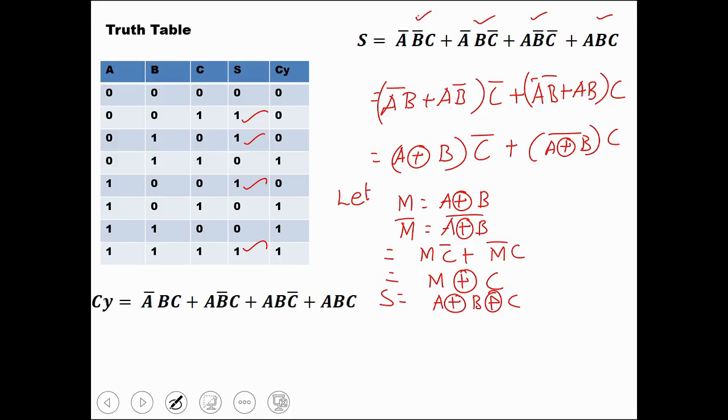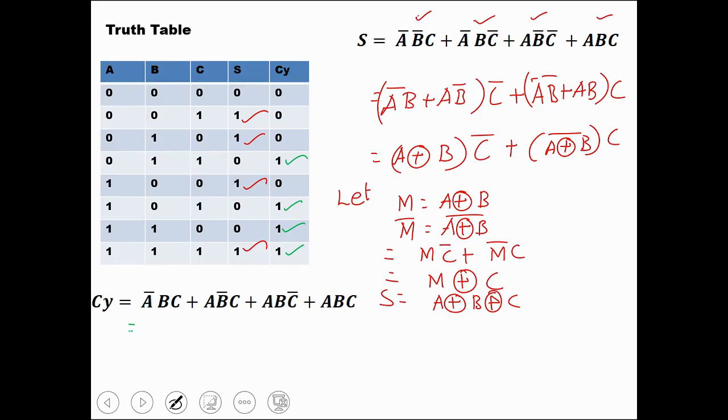Similarly, we can select the carry outputs to write the sum of products. So for carry, these are the rows which have high outputs. For the first term, the product term is A bar B C. Next, A B bar C. Next, A B C bar. And for the final one, A B C.